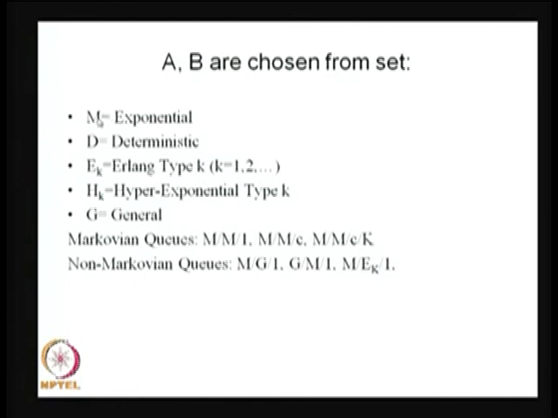So either you can use the letter M, D, E suffix k, H suffix k or G. G is a known distribution other than exponential, and we use the letter G for general distribution. These are all the possible values for A and B, whereas the third one is the number of servers in the system, the fourth one is the capacity of the system, and the fifth one is the queuing discipline. The default discipline is first come first served, therefore there is no need to write the fifth information.